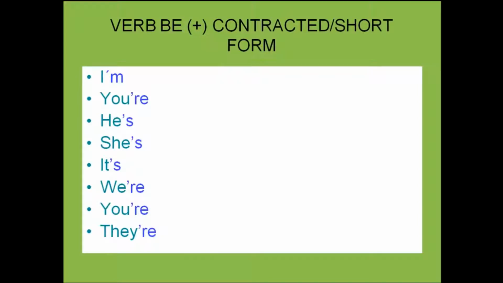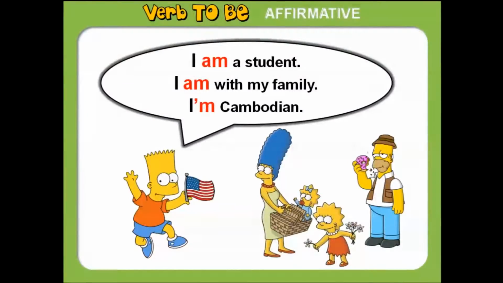Now we are going to look at more examples of the 7 subject pronouns used with different verb to be. First of all, I would like you all to have a look at the pronoun I. I am a student, and I am with my family. I'm Cambodian. You can see that I am. Just remember one thing, I must always be used with am. And the short form of I am is I'm. The first sentence, I am a student. The second one, I am with my family. And the last one is used in short form, I'm Cambodian.